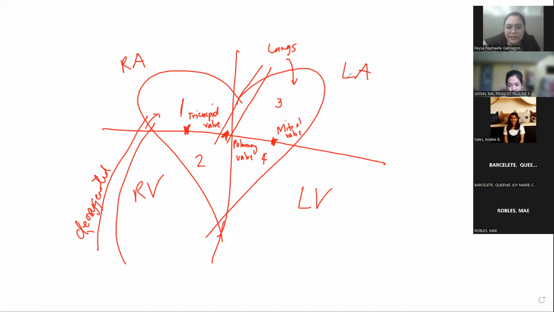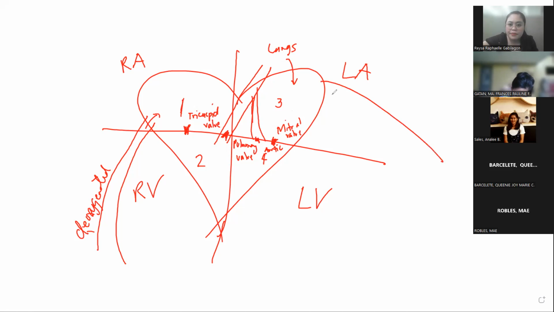So after the left atrium, blood will be pushed into the left ventricle. And then, we have another valve here. The last valve that we have, since we only have 4, is the aortic valve. So, from the left ventricle, blood will be pumped to the aorta, passing through the aortic valve. And from the aorta, blood will be distributed all over the body. Our aorta is the largest blood vessel in our body. Okay? So that's the flow of blood in our heart.